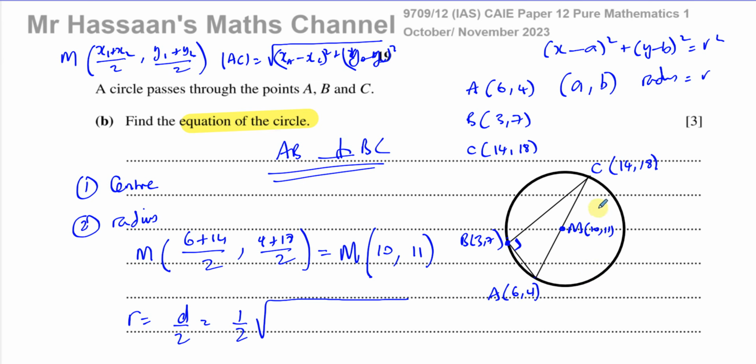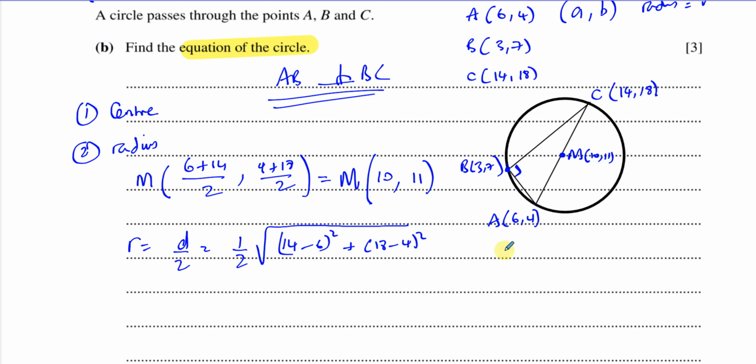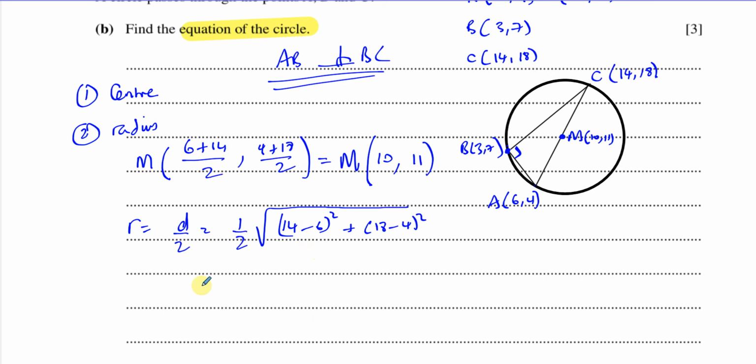So you're making a right angle triangle and applying Pythagoras. So we're going to have 14 minus 6 squared plus 18 minus 4 squared, and that will give us our radius. So you're going to have a half times, because this is the diameter, and a half of that will be the radius.